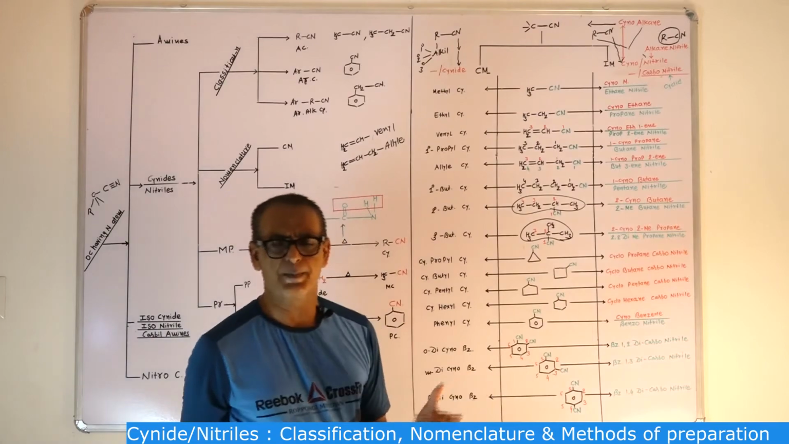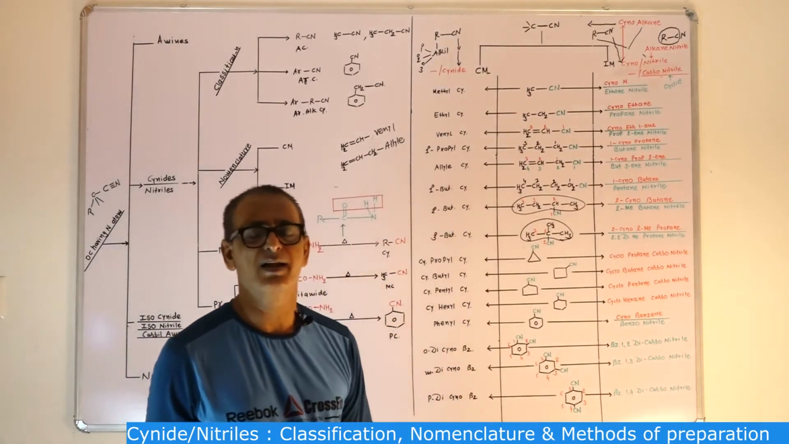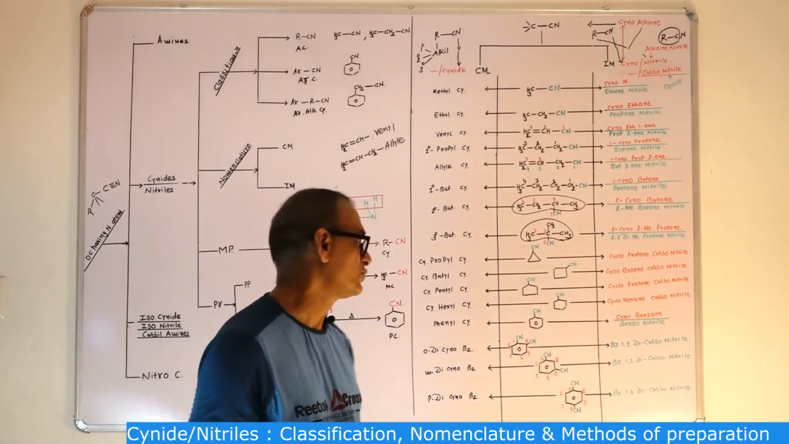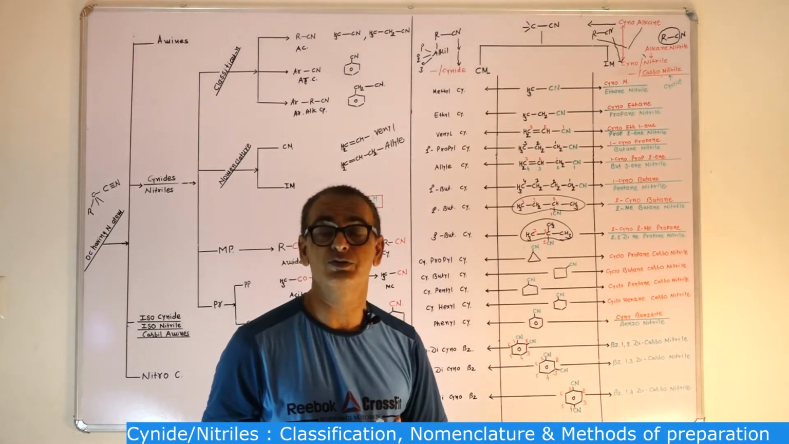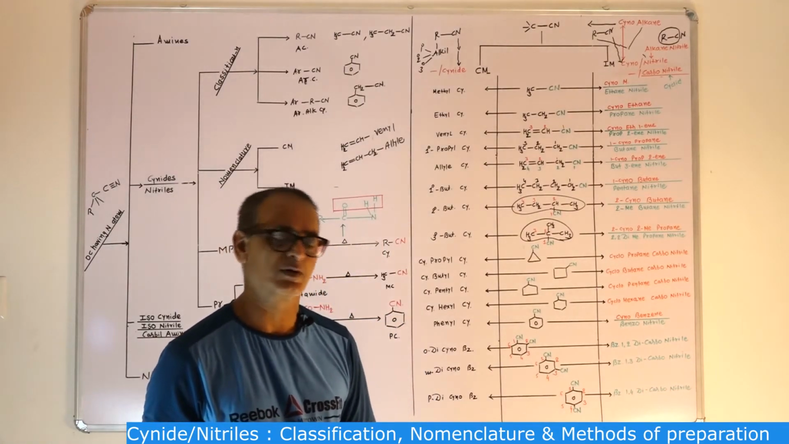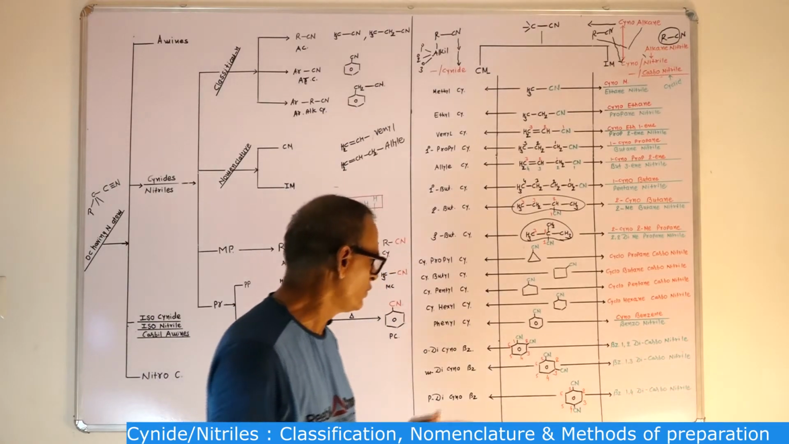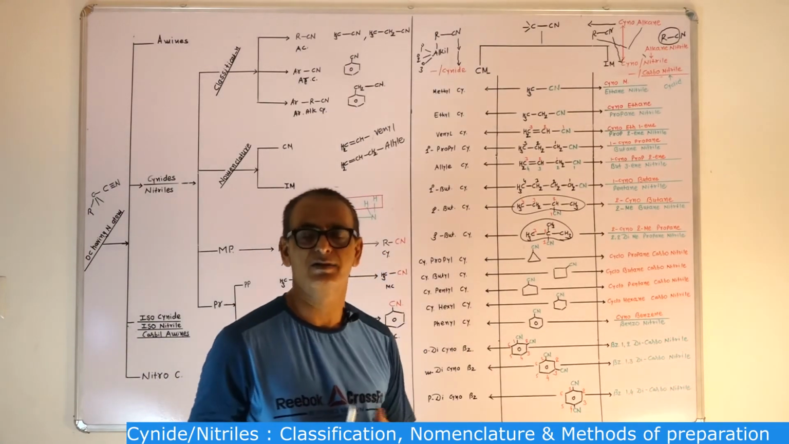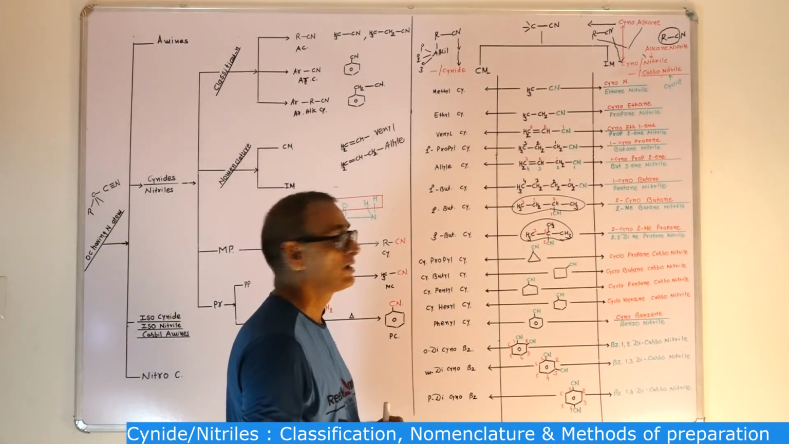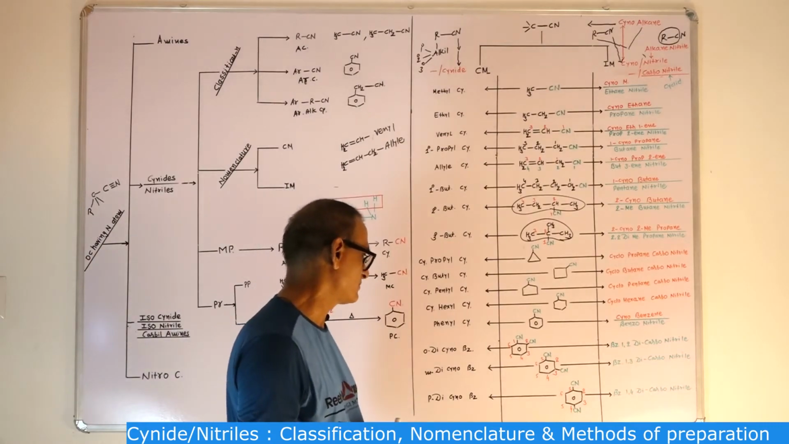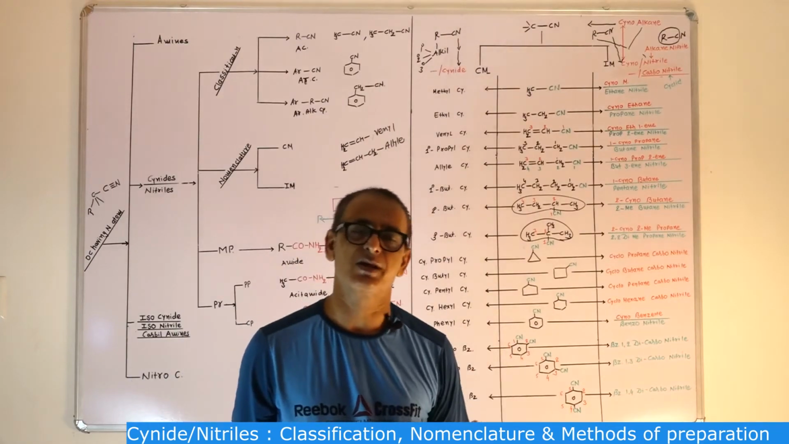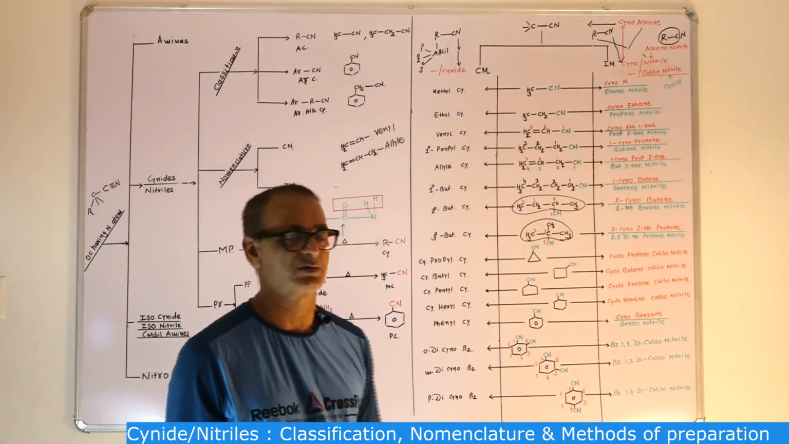When 2 groups are present on benzene, at that time in the common method of nomenclature, we have to use ortho, meta and para. These types of words are used as a prefix.